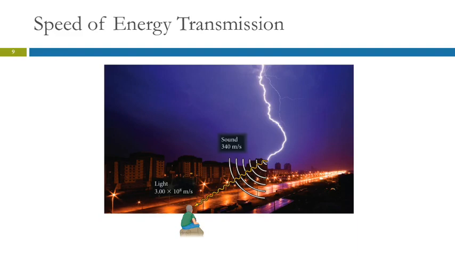That's why you can estimate how far away the storm is by counting, estimating the time difference between when you see the flash of lightning and when you hear the thunder. The farther away it is, the longer that delay, and it's because of the different speeds at which those two things move.